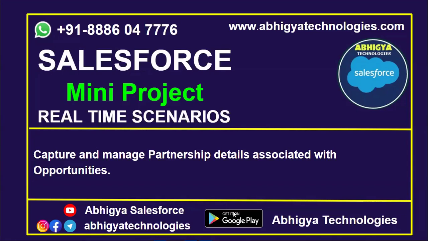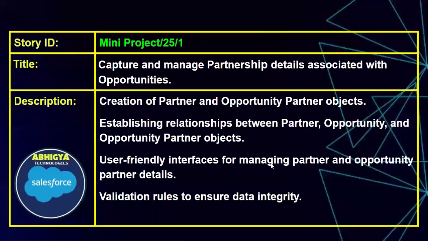So our project scope is here. In this project, we are working with opportunity and partners. We have partners and opportunity partners, which are two custom objects actually. Each partner has some share value. Nothing but each partner can give up to 80% or 90% or 100%. They have some share value.